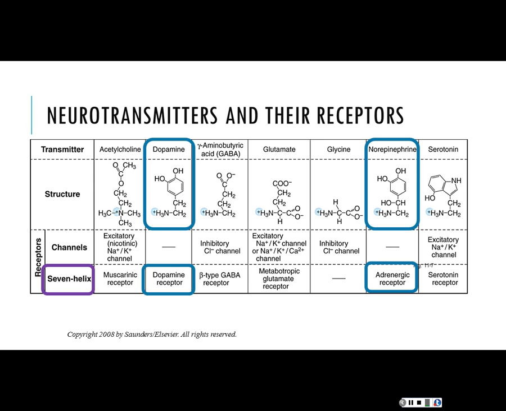So adrenergic is talking about norepinephrine and epinephrine. Cholinergic, binding acetylcholine. Serotonin receptor binds serotonin. Another one that's not too tricky is the neurotransmitter.